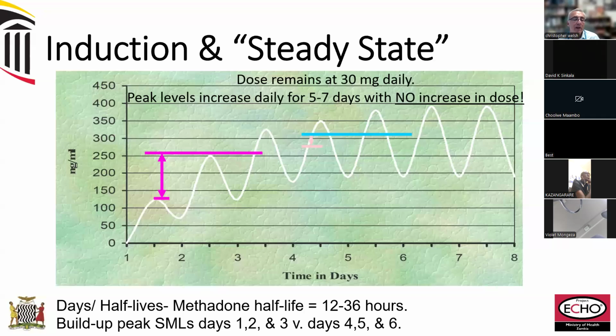So this is showing, I mentioned one of the big benefits of methadone is that it has a much longer half-life than heroin. There's a huge variation. It can be anywhere from 12 to 36, even 48 hours. So there's a lot of variation. But we usually talk about, for most people, it's roughly 24 hours.